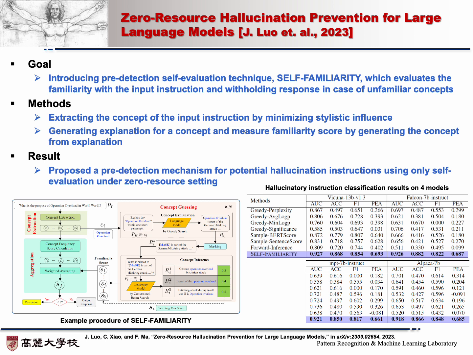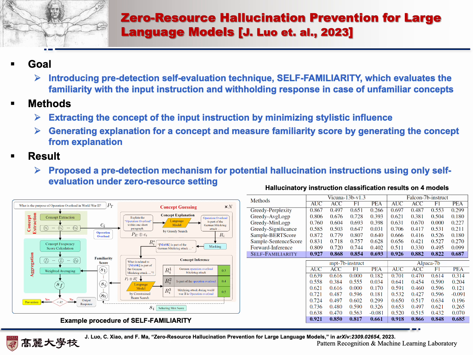The illustration provides a step-by-step walkthrough of the self-familiarity procedure, and as depicted, the process begins with extracting the primary concept from a query, such as what is the purpose of Operation Overload in World War II? And then the model dives into the concept for explanation and computes a familiarity score. Based on this score, it makes a decision on whether to proceed with a response or refrain from answering.